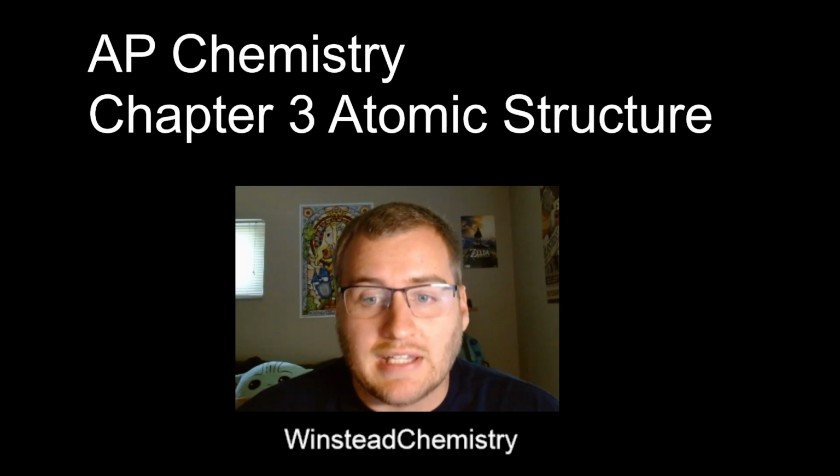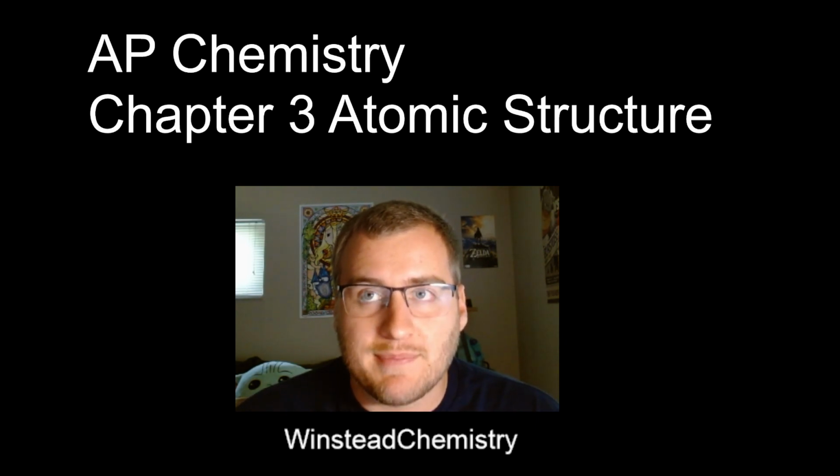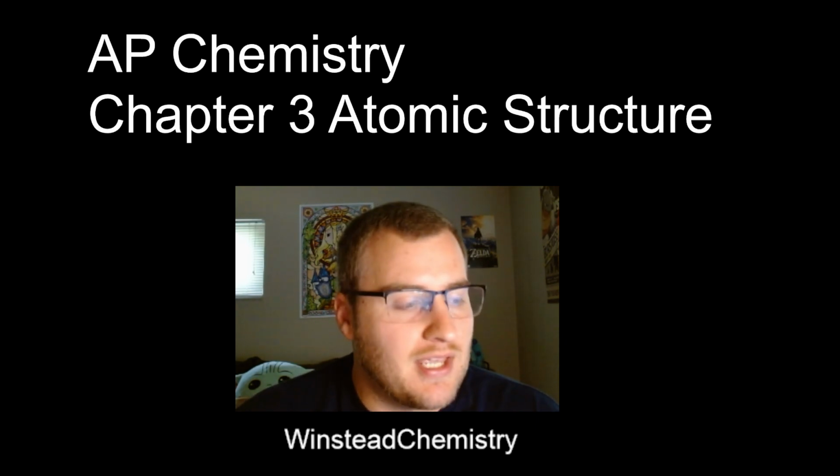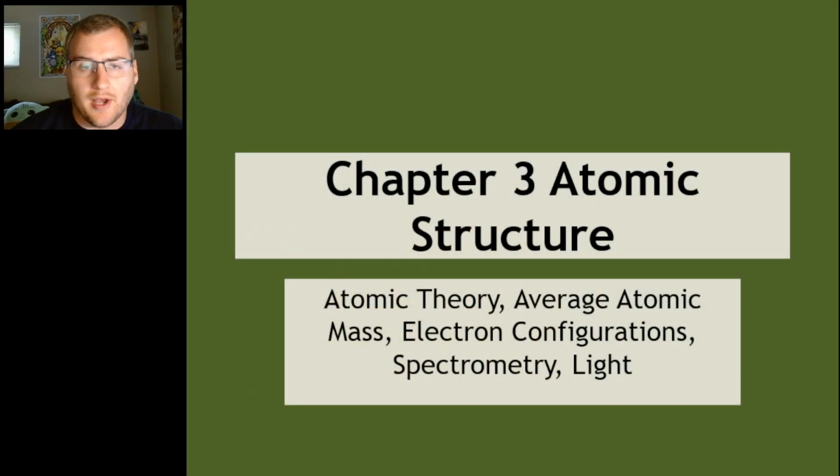We have things like electron configurations, protons, neutrons, electrons, ions, isotopes, mass spectroscopy, photoelectron spectroscopy, and a little bit about light. So we have a lot to get through today. We're going to go over each topic pretty quickly. Some of it you should be very familiar with. Some of it you might need a little bit of a refresher on, but hopefully, we're not quite to the hardest stuff yet. Okay. So our topics are atomic theory, average atomic mass, electron configurations, spectrometry, and light.